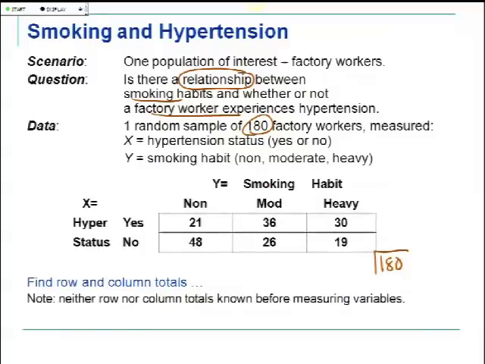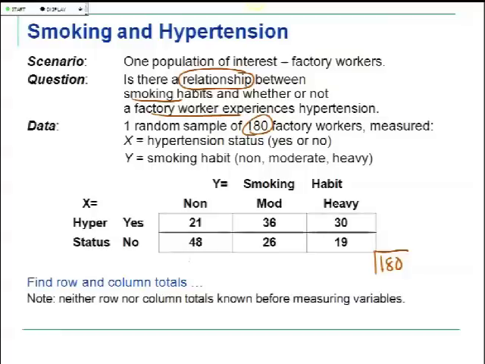Whereas when we did the ice cream example, we had 75 boys and 75 girls that we knew those totals in advance. When we did the vaccine treatment, we separated the subjects into two groups. They had to be given the vaccine first before you could measure if they had swelling. So you knew those totals in advance. Let's get our row and column totals here too, because we'll need them to do the actual assessment.